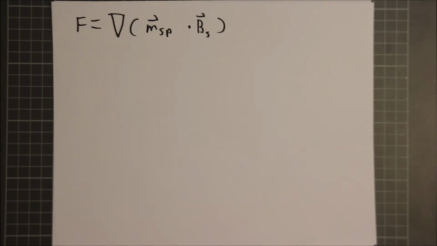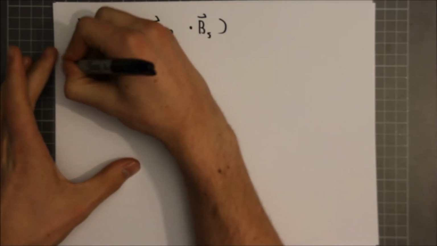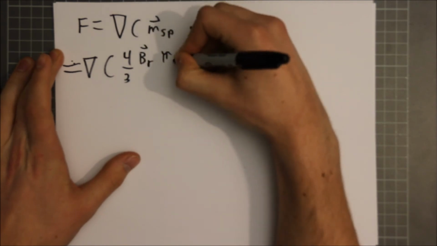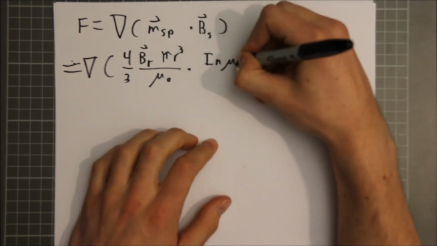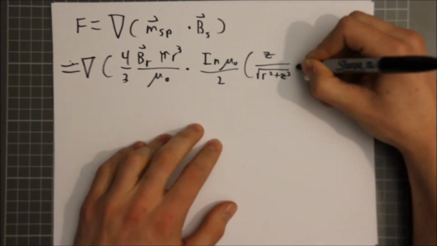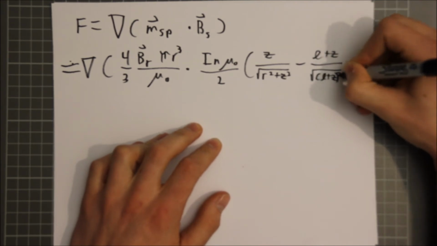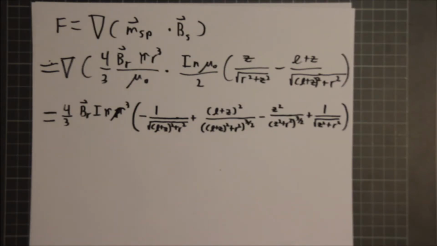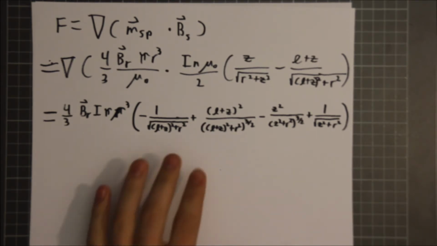So now that we've found the magnetic moment of the sphere and the magnetic field of the solenoid, let's plug those two values into our force equation here. Now that we have our magnetic moment and our magnetic field, we can plug those back into our force equation, take the gradient of the dot product of them, and then we can calculate our force. Since both of these values are in the z direction, we can just multiply them together and take the gradient, which we have here.